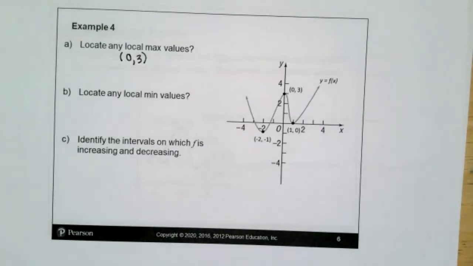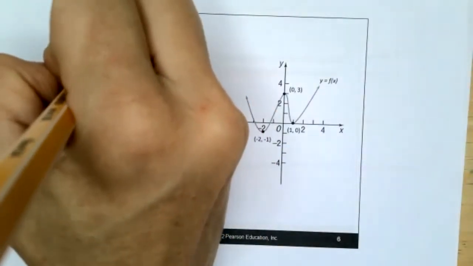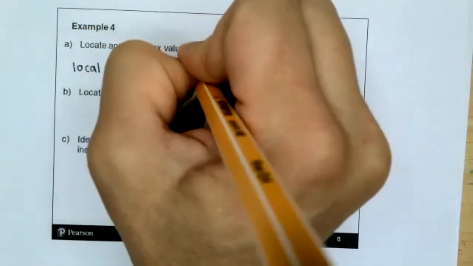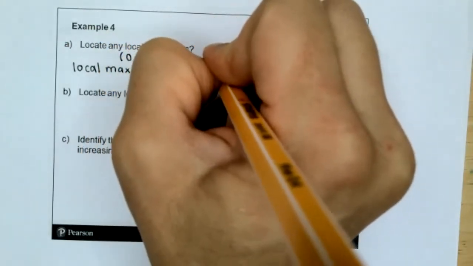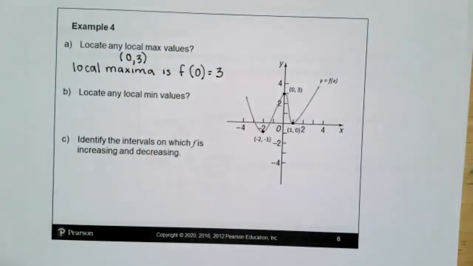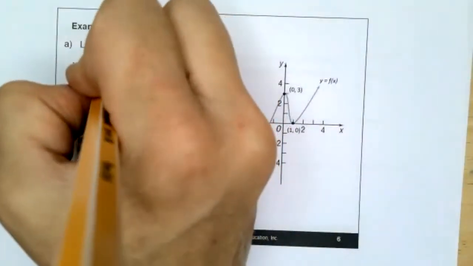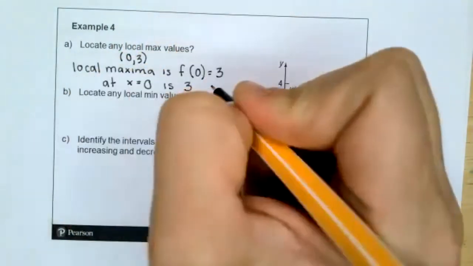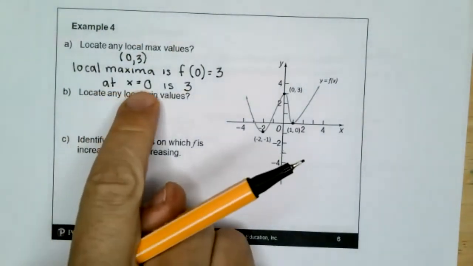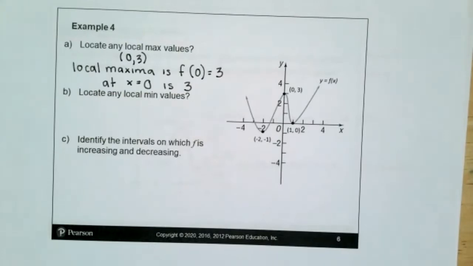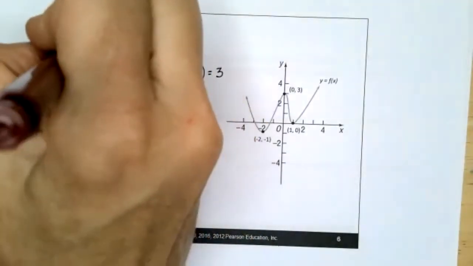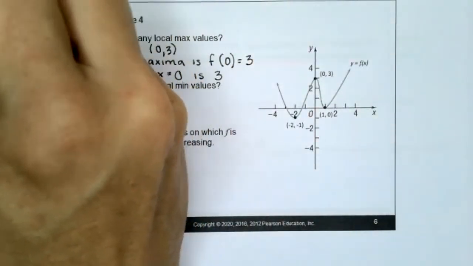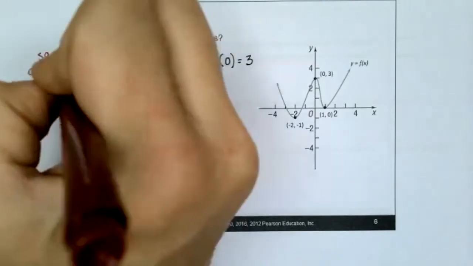There are 3 ways they might ask you to write it. The local maxima is f of x equals y, right? Because my x is 0, my y is 3. Or my local maxima is at x equals 0 and is 3. At x equals 0, my local maxima is 3. Okay. This is all saying the same thing. This is the same answer. Just different ways to write it.